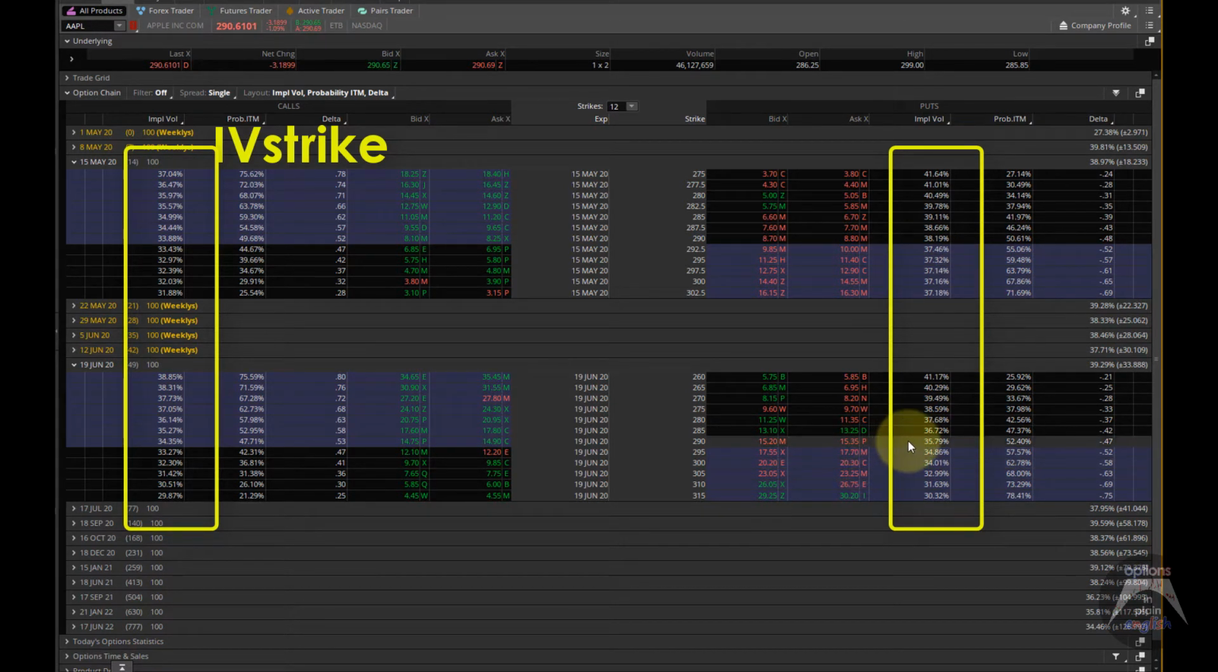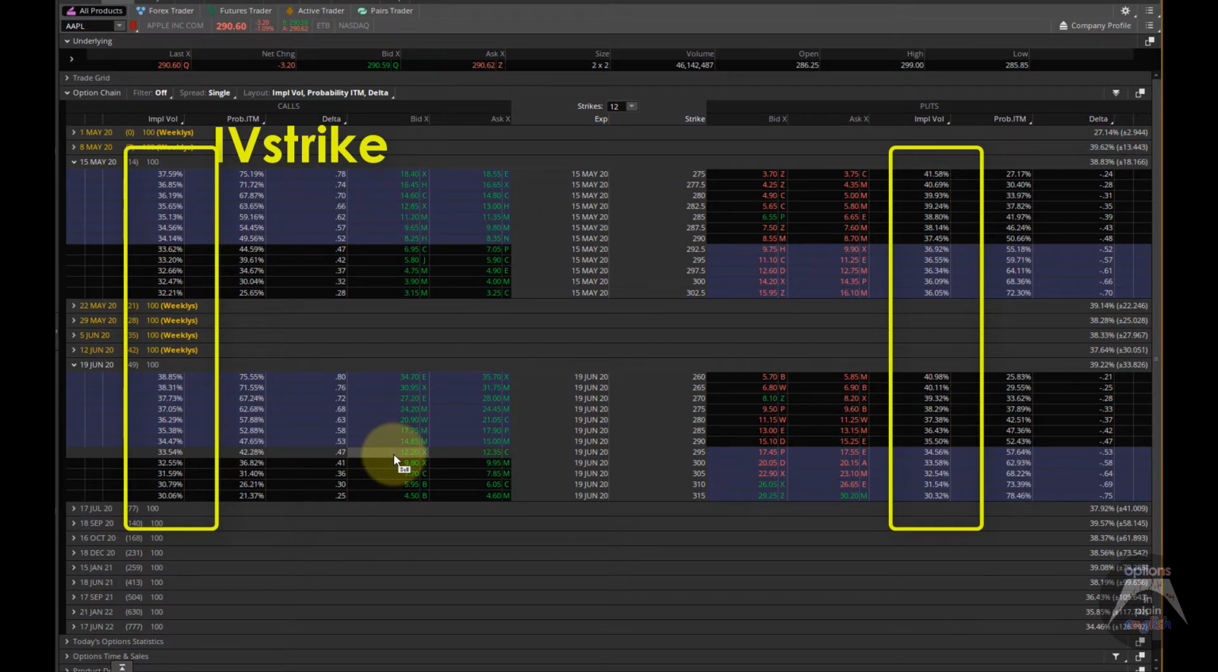As you can see, IVstrike is many implied volatilities per underlying. Apple has as many implied volatilities as there are options. That's what we would call IVstrike.